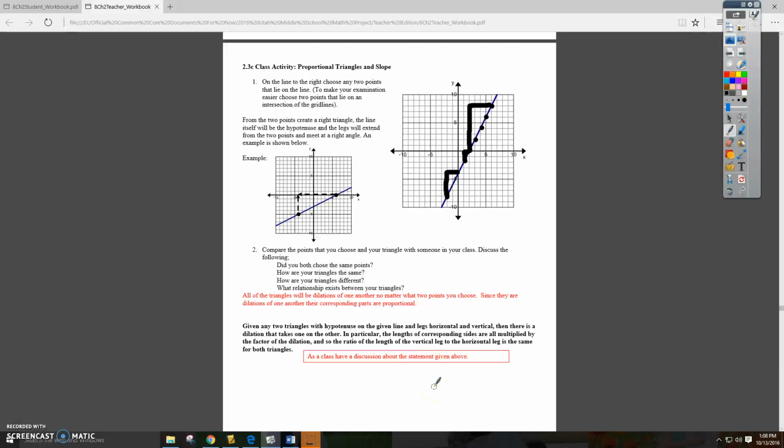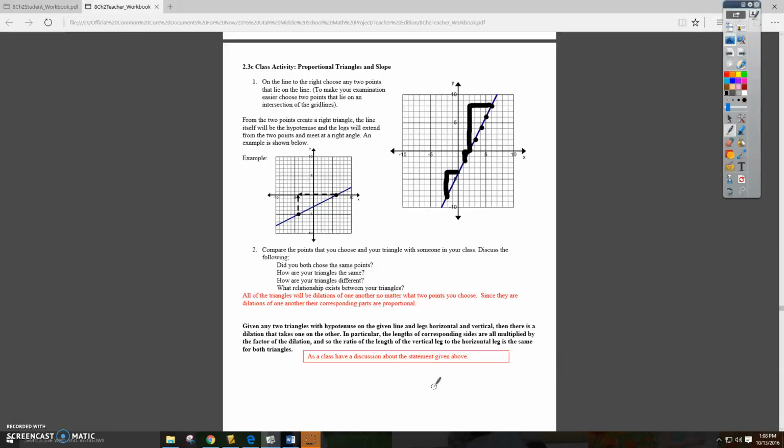Then I want you to answer a couple of these questions on number 2. So it says, how are your triangles the same? So look at them. Are they similar? Explain to me how. How are they different? Explain to me how. Again, these triangles are what we call similar triangles. They look the same, they're just a different size. So they're similar to each other.